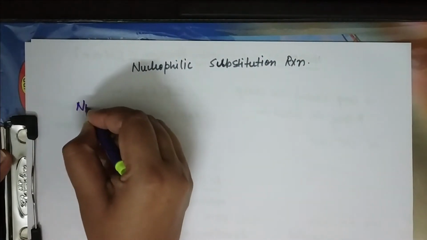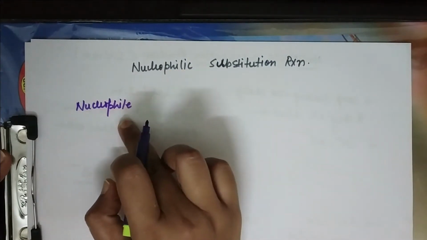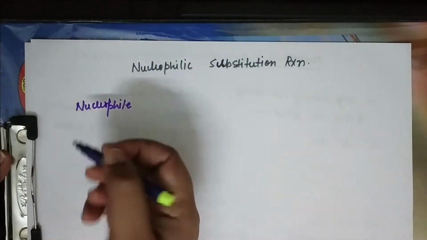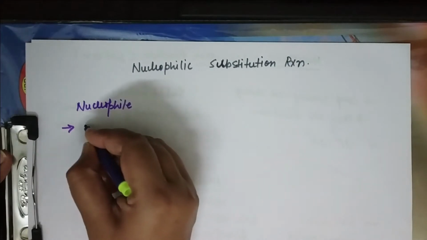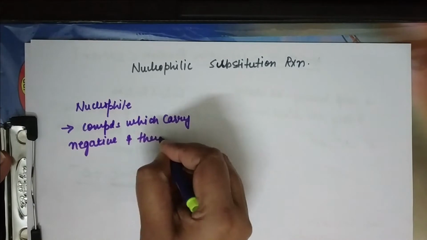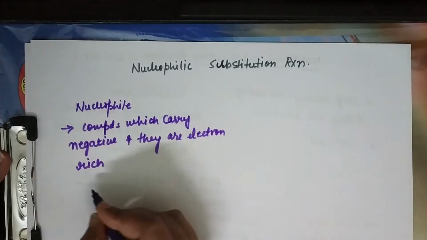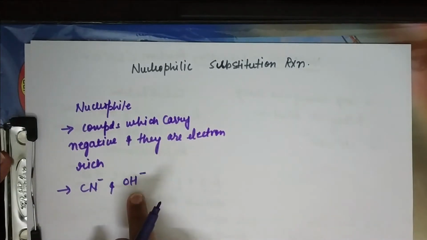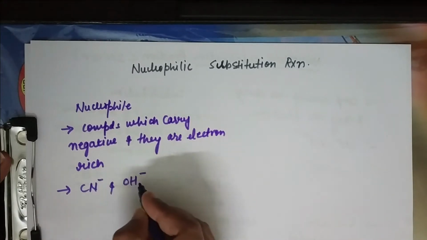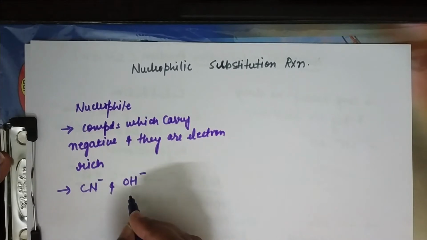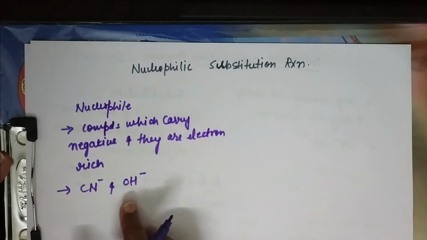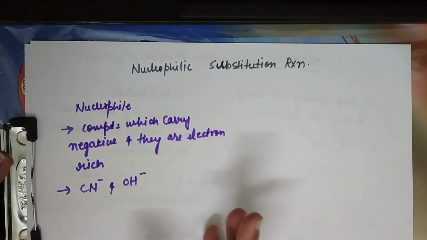So what is a nucleophile? Nucleophiles are the compounds which carry a negative charge, or they are electron-rich compounds. The most common examples of nucleophiles are the cyanide ion and the hydroxide ion. Both these ions carry a negative charge because they are rich in electrons, and they are used for the nucleophilic substitution reaction. Many other examples of nucleophiles also exist.